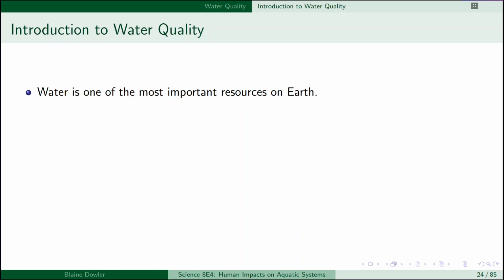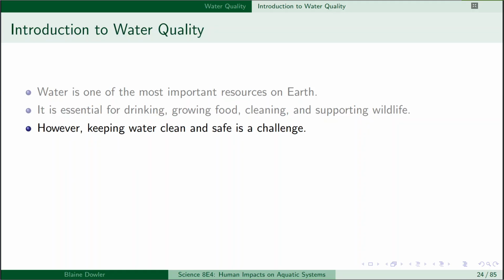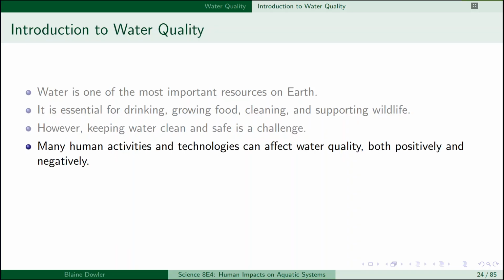Introduction to water quality. Water is one of the most important resources on Earth. It is essential for drinking, growing food, cleaning, and supporting wildlife. However, keeping water clean and safe is a challenge. Many human activities and technologies can affect water quality, both positively and negatively.